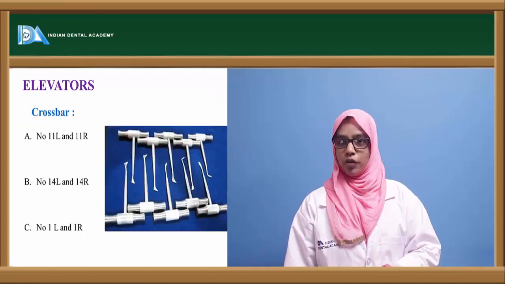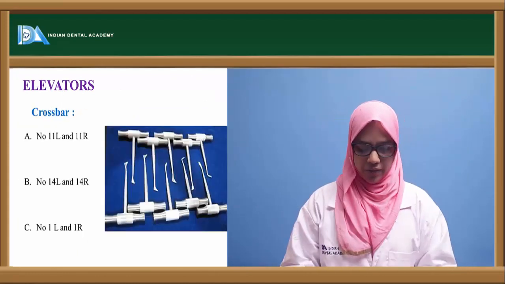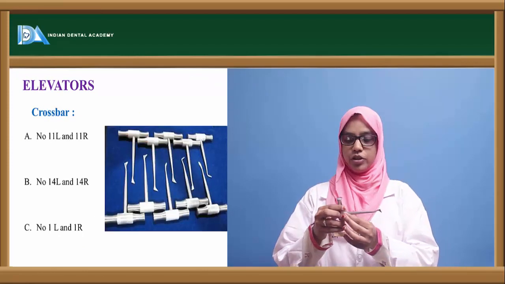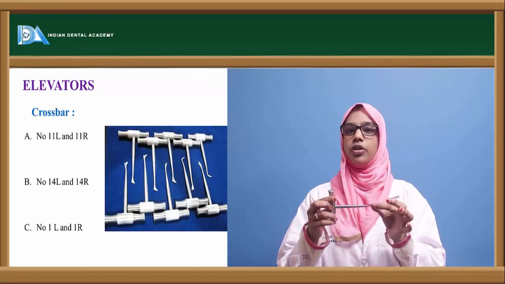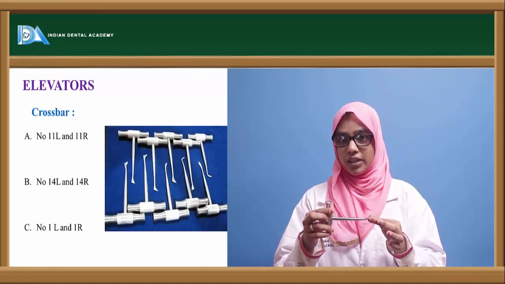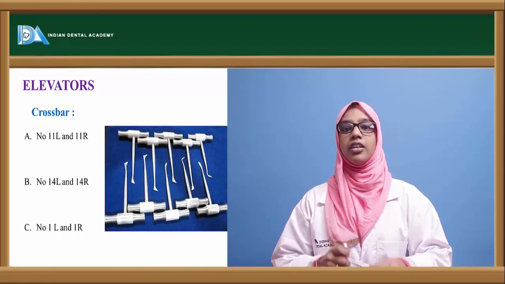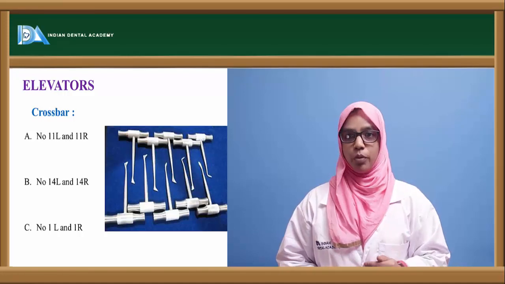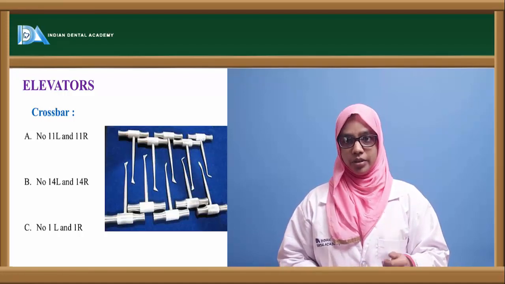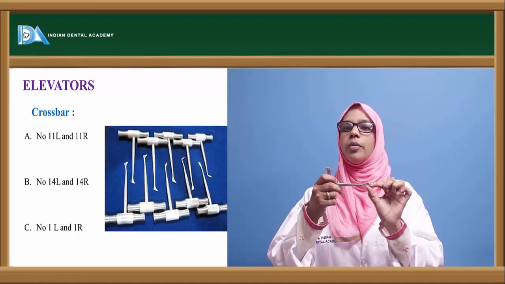Let's move on to the crossbar elevators. A crossbar elevator has a handle which is at right angle to the shank, and a working tip. Now crossbar elevators are also of three types: the number 11, the number 14 and number 1, depending upon the shape of the tip. The number 11 is this. It has a very sharp pointed tip.